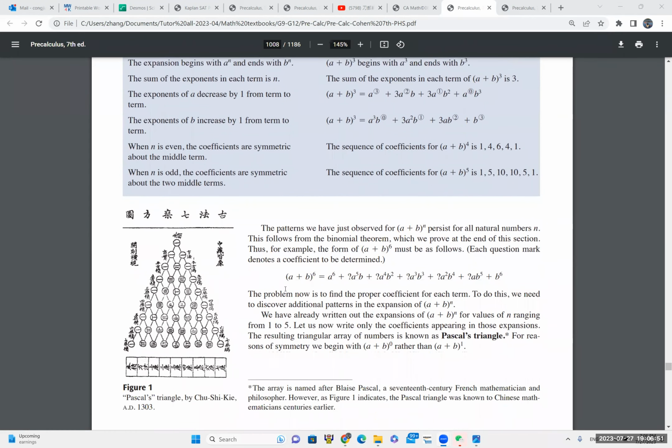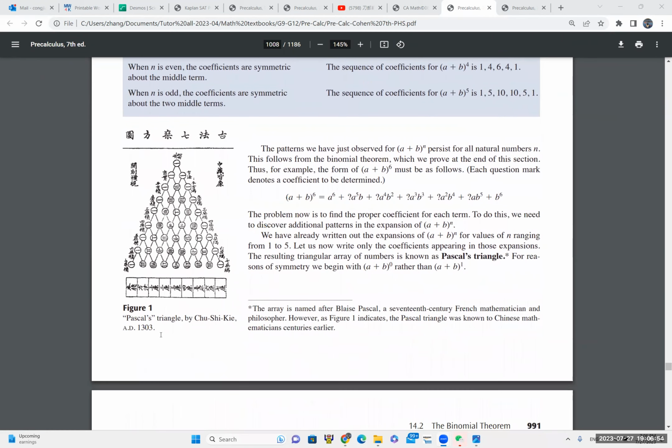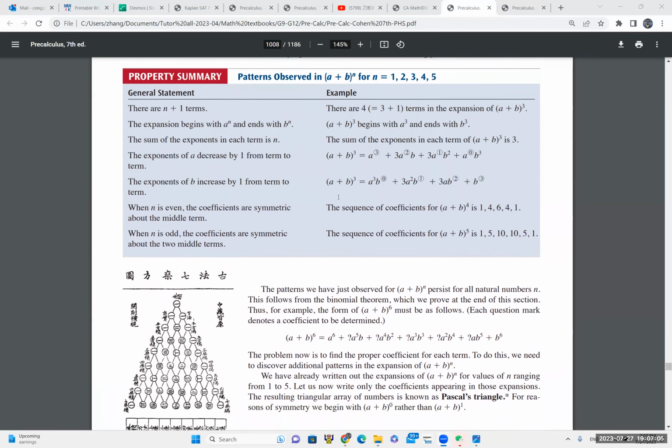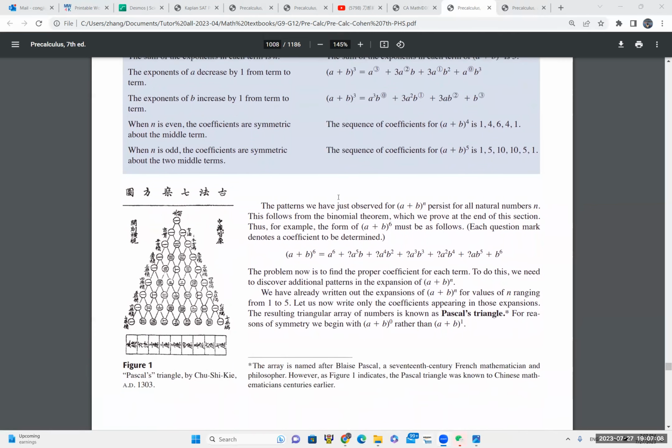Even here it's mentioned that in ancient China they also mention the Pascal triangle, right? Named by... As Figure 1 indicates, the Pascal triangle was known to Chinese mathematical centers earlier. Yeah, proud of it.